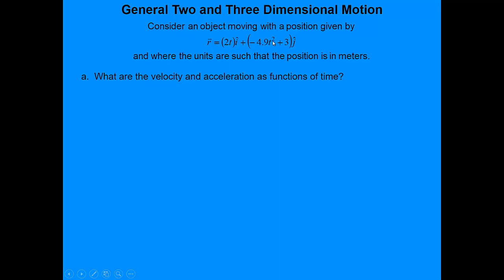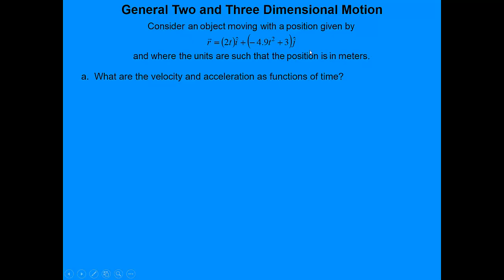plus negative 4.9 t squared plus 3 j cap, where the units work out so that the position is in meters. So for example, for 2t to be meters, since t would be in seconds, the 2 would have to be in meters per second. So that would work out to be meters. So you can kind of follow that around. This would have to be in meters per second squared. This would just be in meters, so that everything works in meters. This is one of like 3 different ways that they sometimes show units.